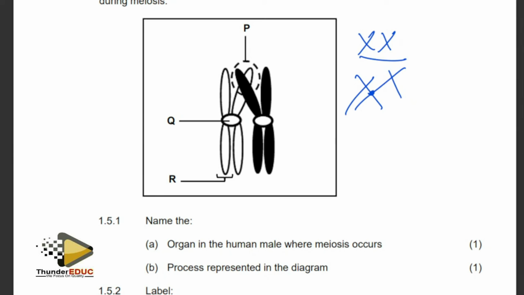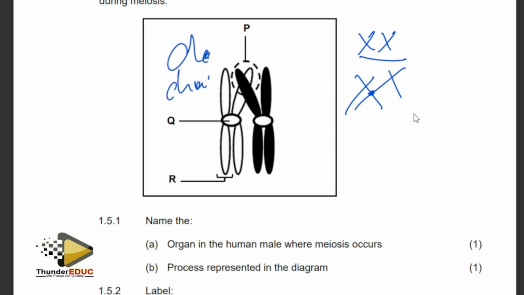All right. Now, what is P? What is this P? We have talked about it, we said that it's easy. Some people call this the centromere. That is not a centromere. A centromere is Q.